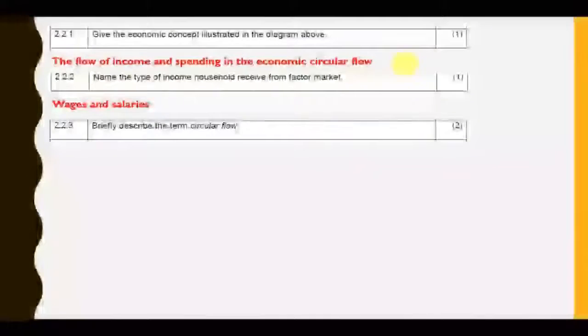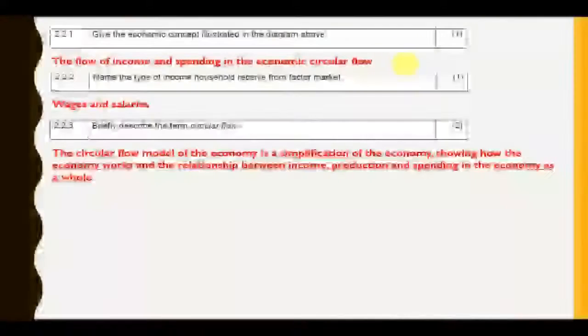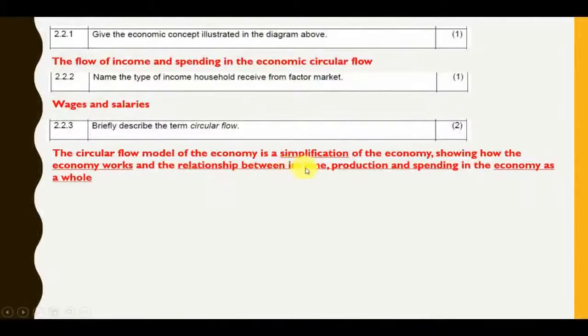Right, next question is our definition of the circular flow. So, I've underlined your key terms, grade 12s. It's a simplification of the economy. That's the first thing you can say. Second thing you can say, it shows how the economy works. Third thing you could say, it shows the relationship between income, production, and spending in the economy as a whole. So I'll just pause there in case you guys are writing these answers down. I will let you work on some of the questions and then go through them. But for now, let's just do these first few step by step together.